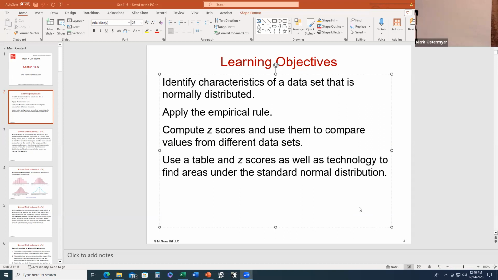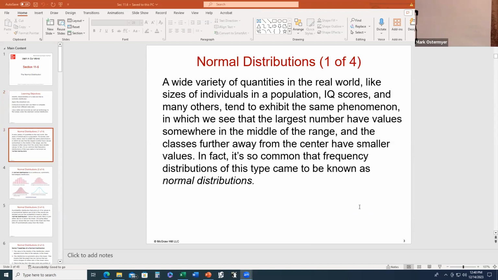Okay, so this is what we hope to accomplish in this section here, 11.6. A wide variety of quantities in the real world, like the sizes of individuals in a population, IQ scores, and many others tend to exhibit the same phenomenon, in which the largest number of observations have values somewhere in the middle of the range in the classes. So in other words, what this is trying to say, ladies and gentlemen, is that a lot of natural phenomena can be normally portrayed or is normally distributed.